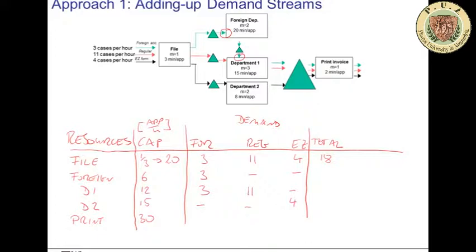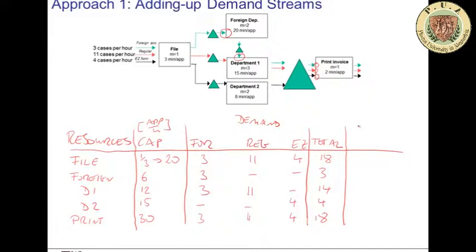Finally, everybody shows up at printing, and the total demand there is 3 plus 11 plus 4 equals 18. So you notice here that a nice process flow diagram, ideally using different colors to illustrate the different flows, is going to be very helpful as you do these calculations.